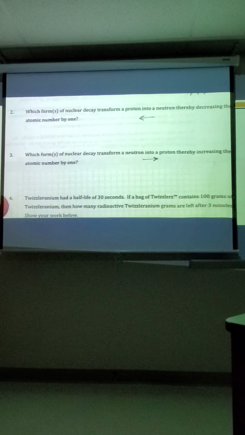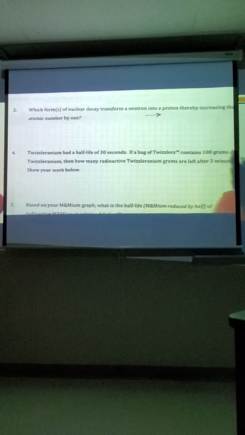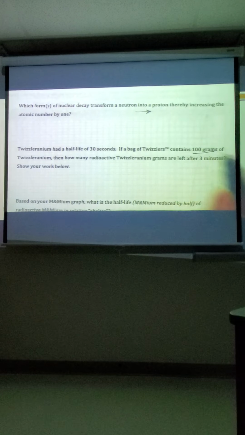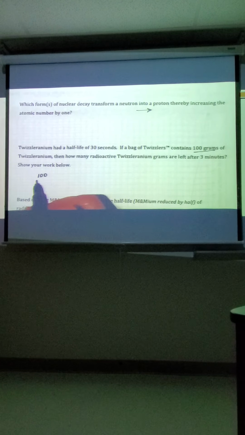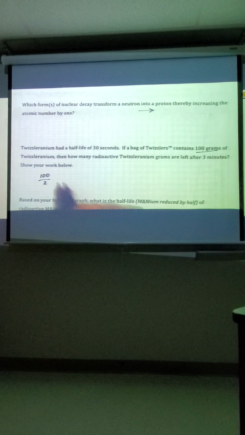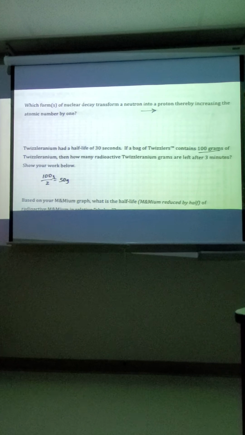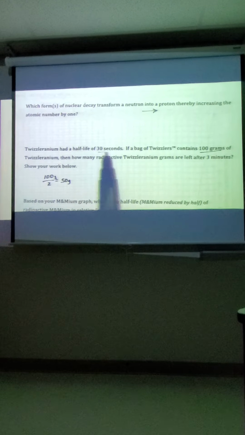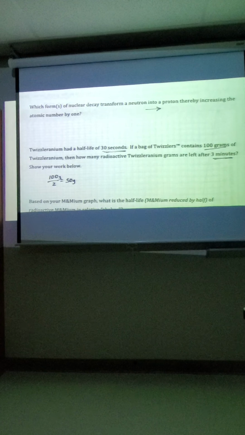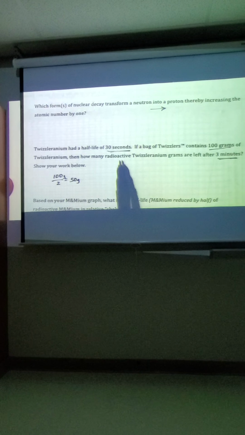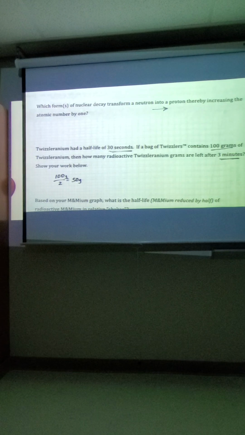And number 4, we want to calculate the half-life of our Twizzleranium, assuming we start with 100 grams. So if we start with 100 grams, we need to take 100 grams and cut it in half. But that's only 1 half-life, and that will give us 50 grams. If we're saying that the half-life was 30 seconds that we did earlier in lab, what's going to happen after 3 minutes? Well, in order to understand that, we need to know how many 30-second intervals are in 3 minutes. If you said 6, you're right.